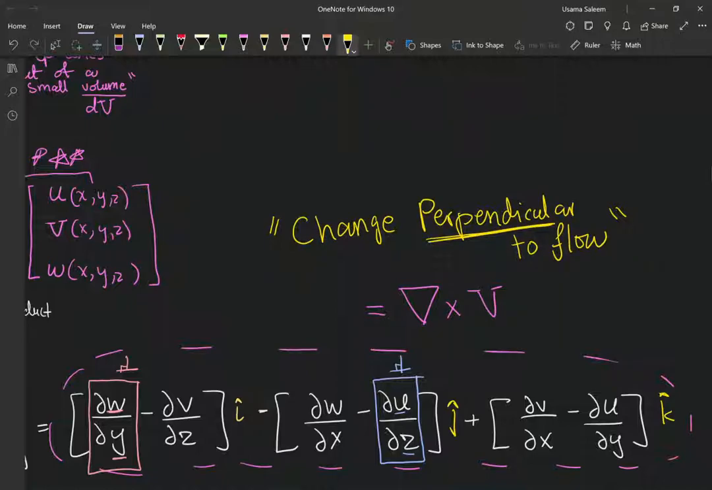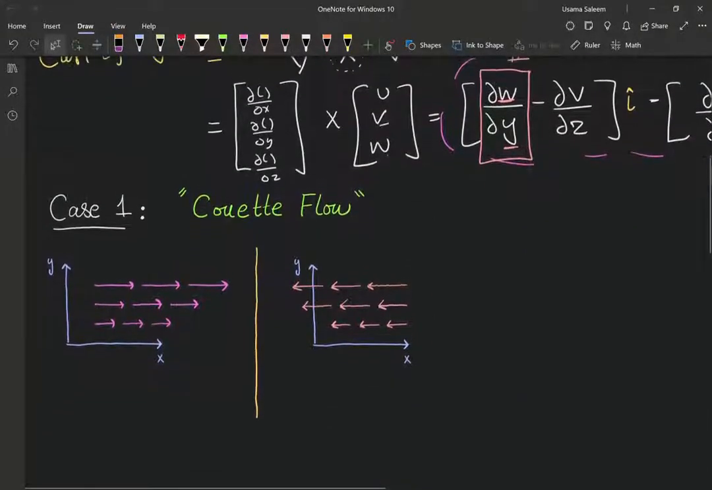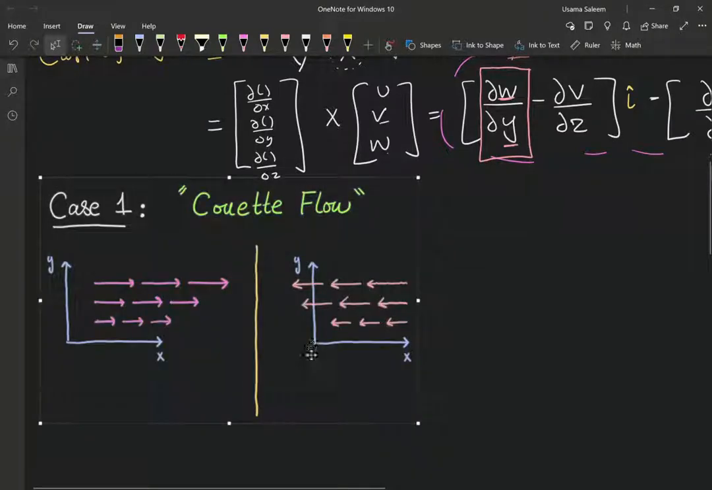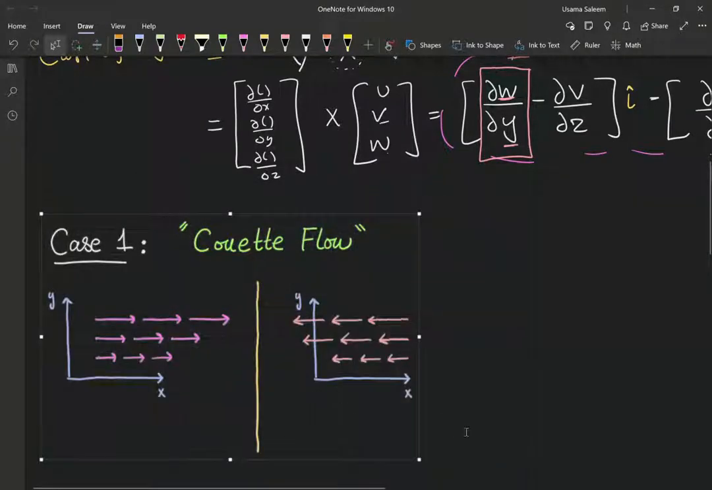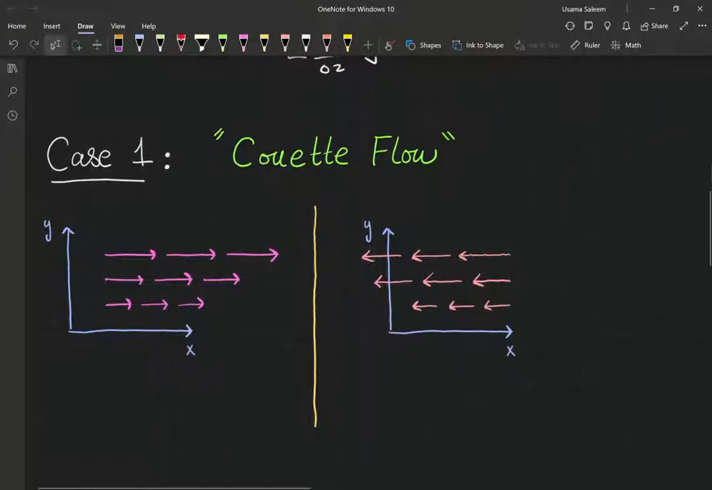So, change perpendicular to flow. But what does that even look like? I mean, easier said than done. So that's where we're going to go next. Let me just hold on one second. All right, let's shift it down a little and zoom in. Okay, here I have a classic fluid mechanics example, a Couette flow. I have graph A and graph B, and we're going to inspect each of these.